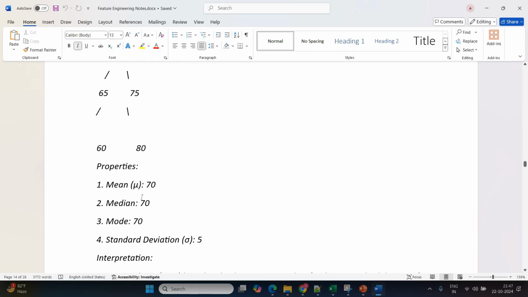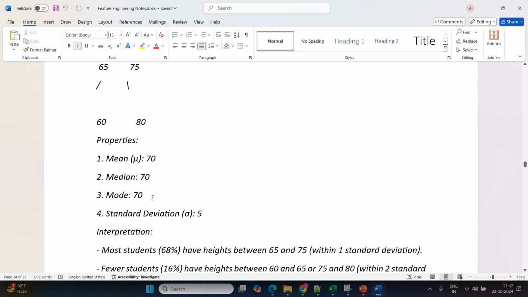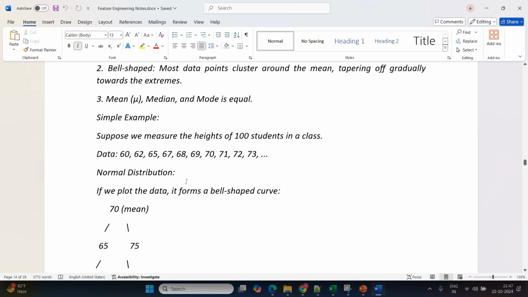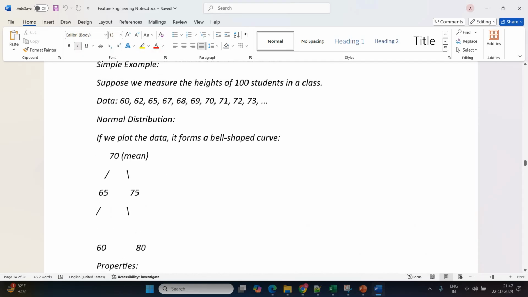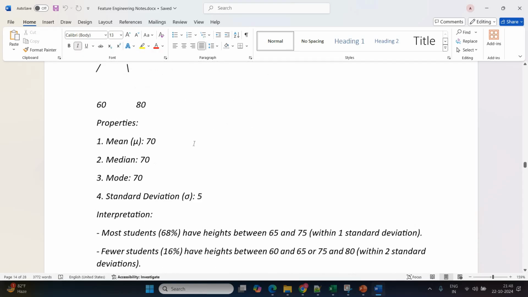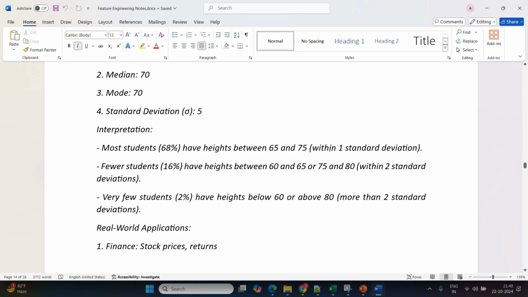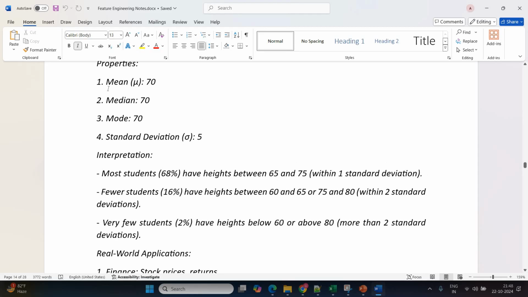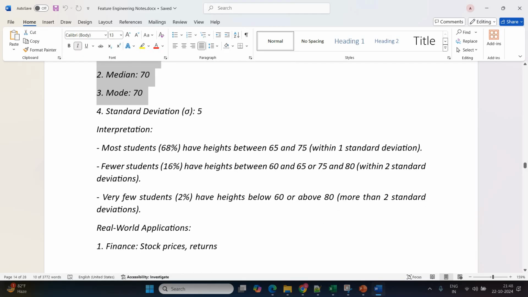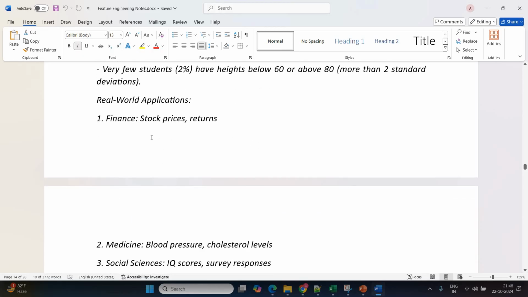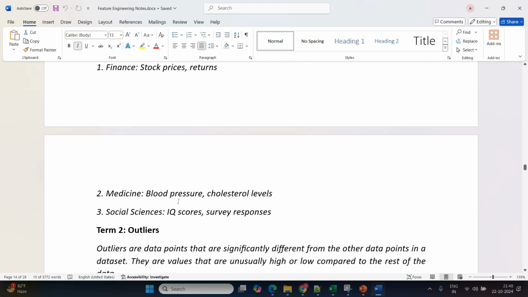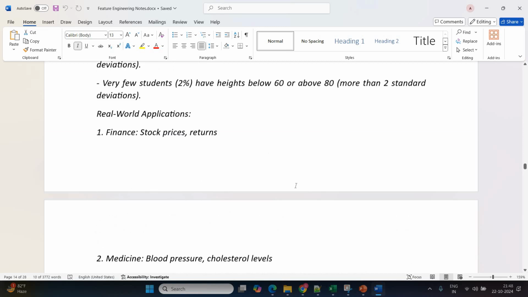Like here, the mean will come as 70, the median is 70, and the mode is also 70. And the standard deviation is 5. So most of the values have a difference of 5. Most of the data, around 68%, lies within one standard deviation, right? So the standard deviation is 5, and mean, median, and mode have equal values. Okay. And what are the real world applications? In finance, stock prices and returns; in medicine, blood pressure and cholesterol levels; in social sciences, IQ scores and survey responses.